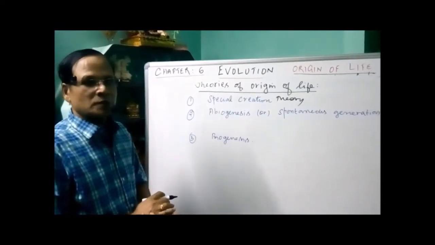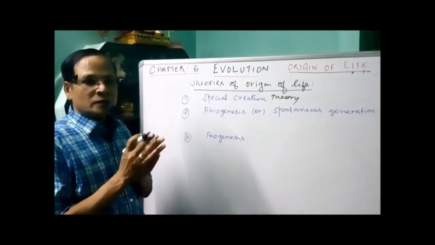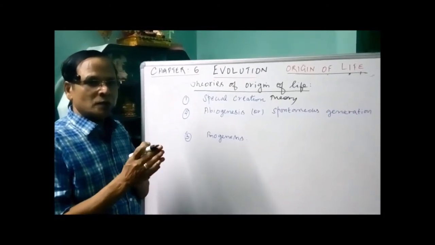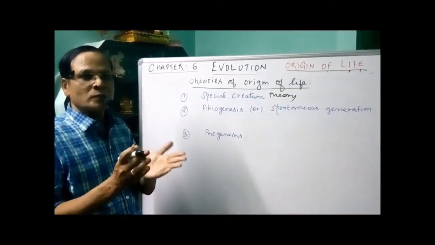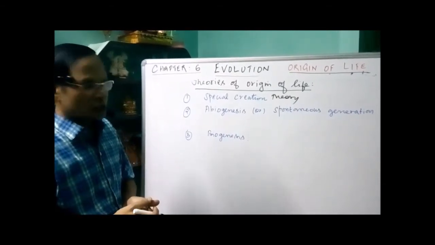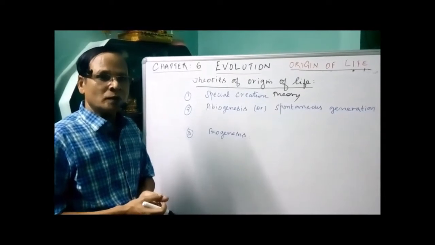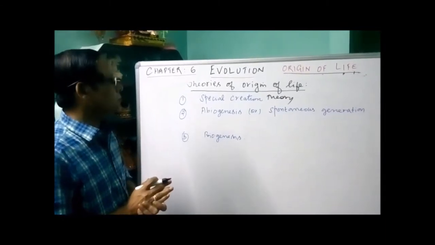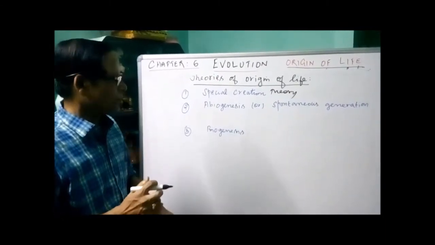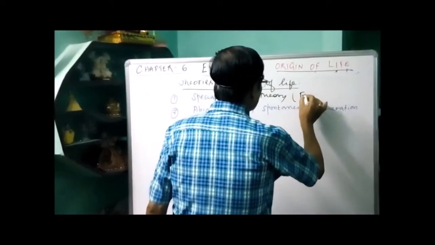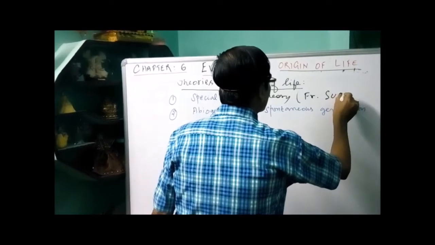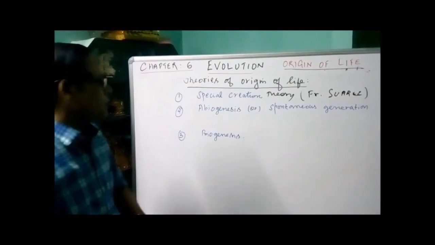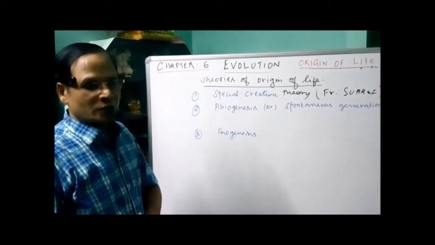According to this concept, the entire universe was created by God. If we take Hinduism, the living things were created by Brahma. We have different religions, Islam, Christianity, all believe that the universe was created by God. That is called theory of special creation or theory of superstition. Normally it was taught by Father Suarez.